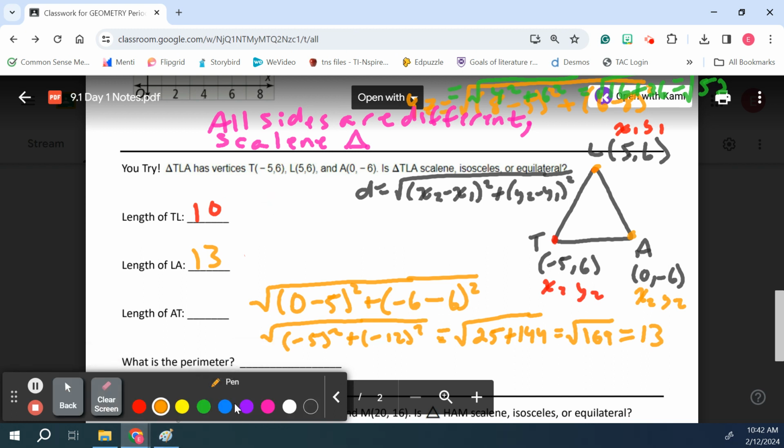All right, so for the next one, what I'm using is AT. Here's A, here's T. Again, I've got to define one of these as x1, y1, just for this last part. So this is going to be the square root of 0 minus a negative 5, quantity squared, plus negative 6 minus 6, quantity squared.